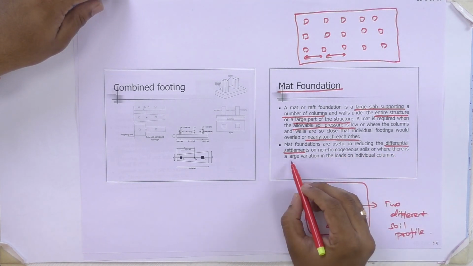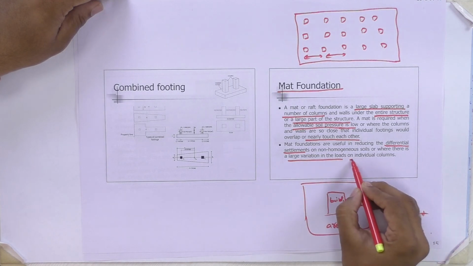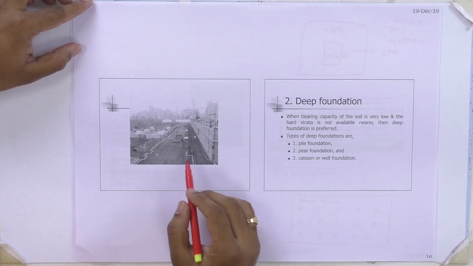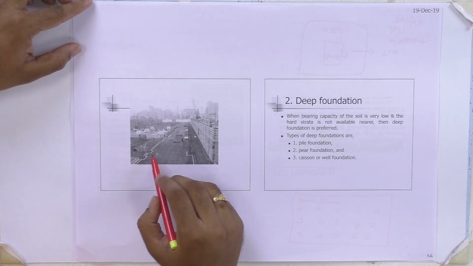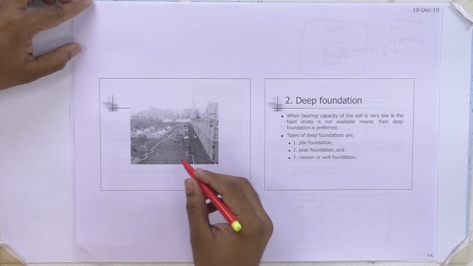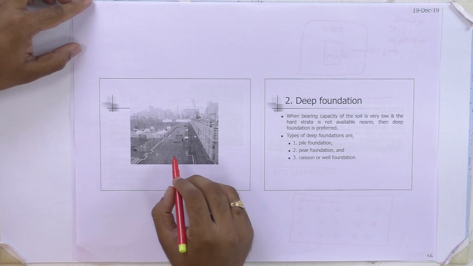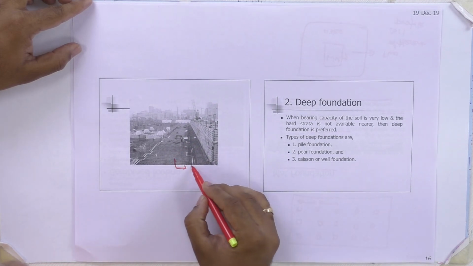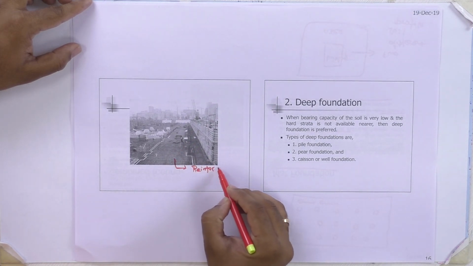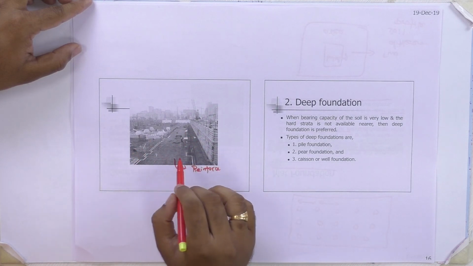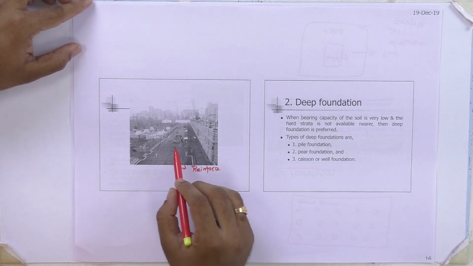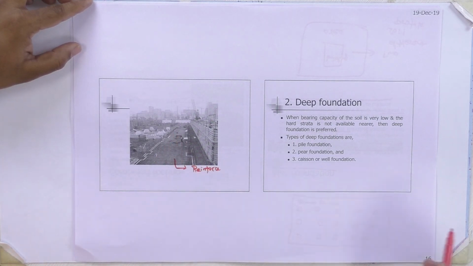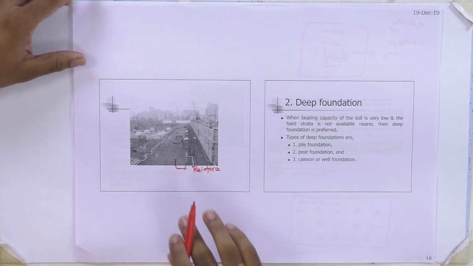a large variation in the load on individual columns. You can see this image. The built-up area is very high, so they have provided a complete mat here. First, the reinforced mat. They have provided reinforcement here, and they have provided concrete here, and after that they have to construct a column here. So we have seen different types of shallow foundation.